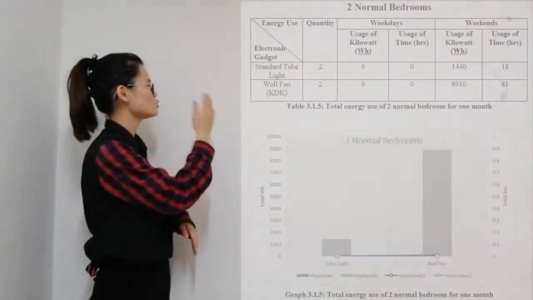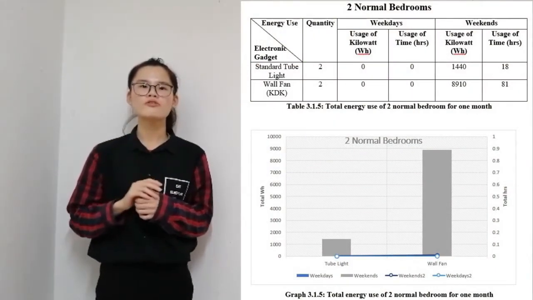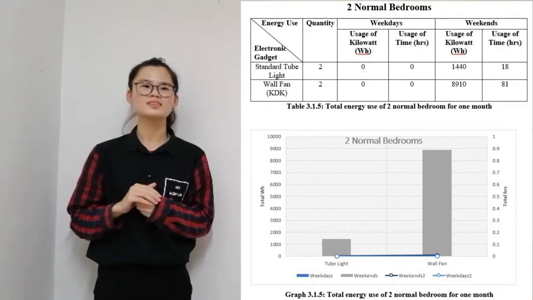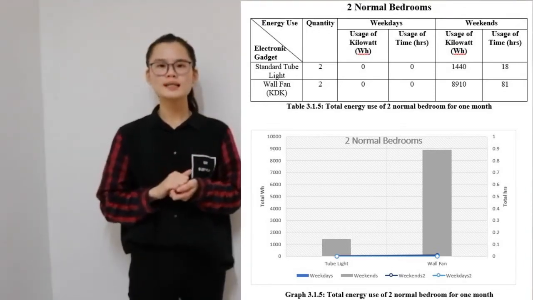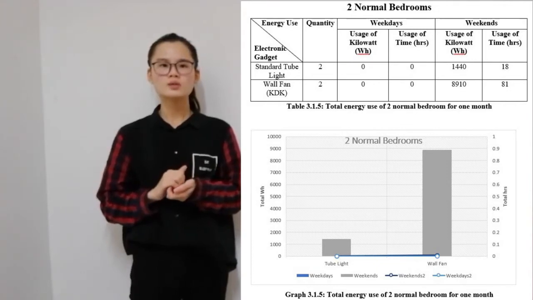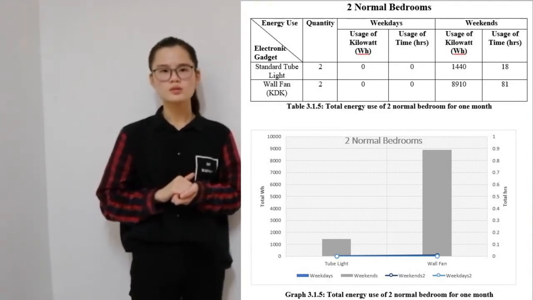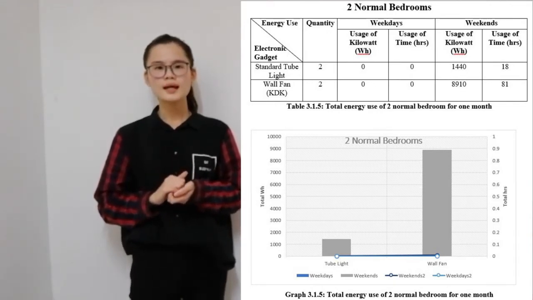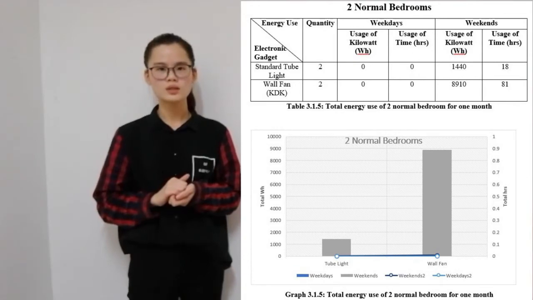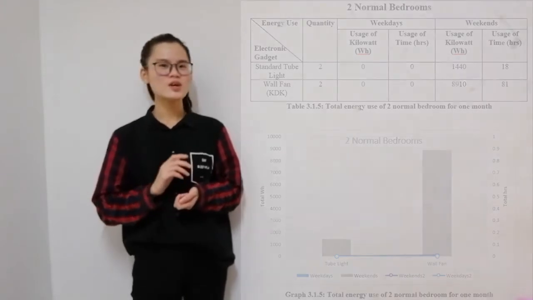The next one is 2 normal bedrooms. There are 2 tube lights and 2 wall fans in the 2 normal bedrooms. Based on the graph, the total energy of tube lights at weekend is 1,414 watt hour and 18 hours, while the wall fan is 8,910 watt hour and 81 hours, and there is no energy used for weekdays per month.